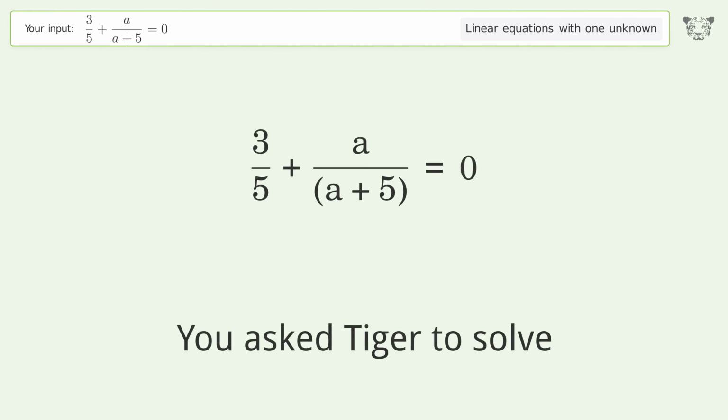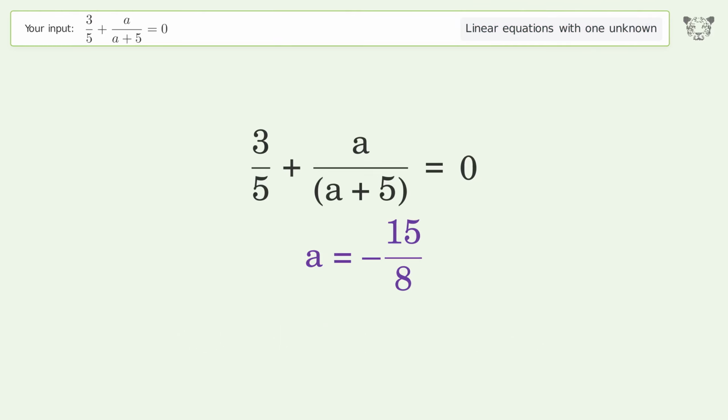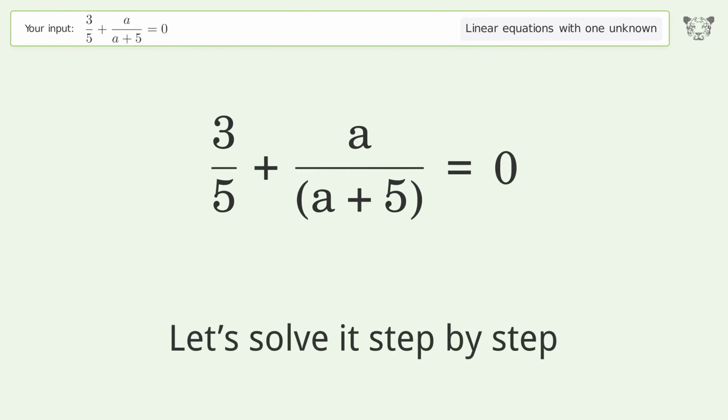You ask Tiger to solve. This deals with linear equations with one unknown. The final result is a equals -15/8. Let's solve it step by step.